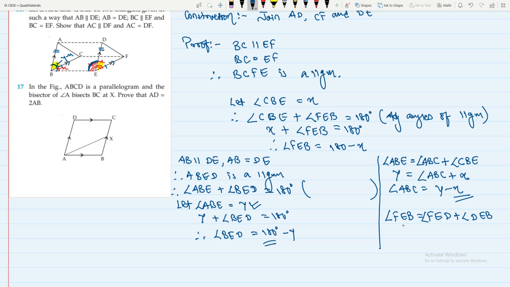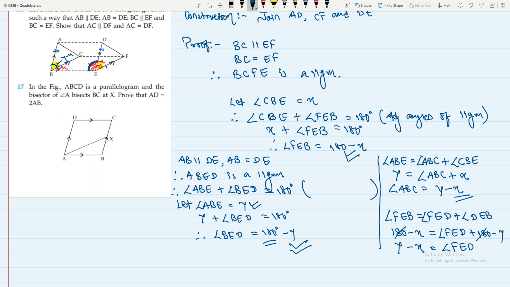तो FEB को हमने क्या ढूंढा था? FEB को हमने 180 डिग्री माइनस x. 180 माइनस x is equal to FED plus DEB, तो FED हमें ढूंढना है. यस. और DEB को हमने क्या ढूंढा था? DEB को if you see over here, BED या DEB एक ही है. क्या ढूंढा था हमने उसको? 180 माइनस y. ठीक है, तो ये 180 दोनों साइड से कट हो गया. यस. और ये जो y है ना, ये वो साइड शिफ्ट हो जाएगा. सो y माइनस x is equal to angle FED.